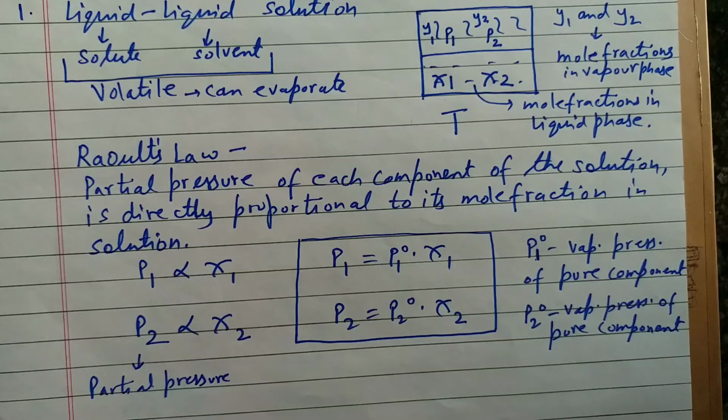of the two components 1 and 2, and partial pressure is the pressure exerted by a component in the presence of the other, because in the system we have 1 and 2 both together. So in the presence of 1, the pressure exerted by 2 is its partial pressure. Likewise in the presence of 2, the pressure exerted by 1 is its partial pressure. So I'm repeating the statement of Raoult's law one more time. The partial pressure of each component of the solution is directly proportional to its mole fraction.